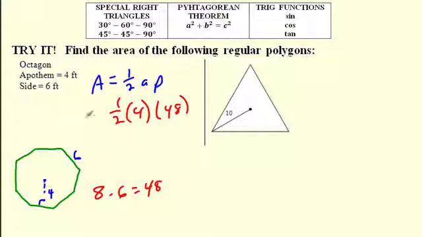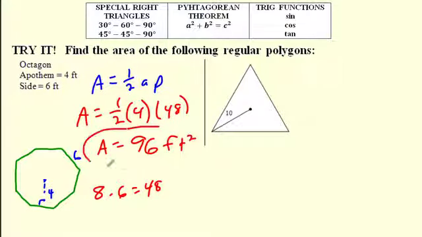So that's not a problem. And then it's just a matter of multiplying these out. Half of 4 is 2. 2 times 48 is 96. And this is in feet, so make sure you label it. It's feet squared. Fantastic. All right, so I like when they give it to you all, just plug and chug.